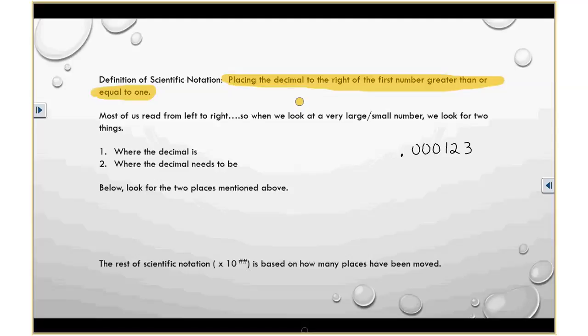Well, which way do we read? So that means we're going to go along this number until we find a number greater than or equal to 1. Where is it? Boom! There it is. So where do I put the decimal? It's got to go to the what? To the right of the first number greater than or equal to 1. Period. So I've got to move it.